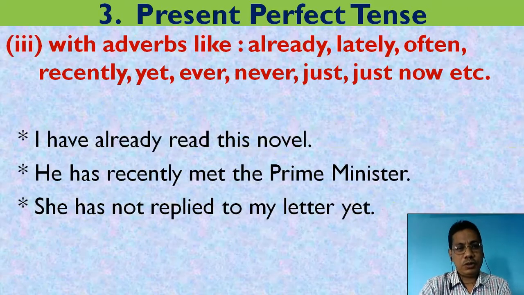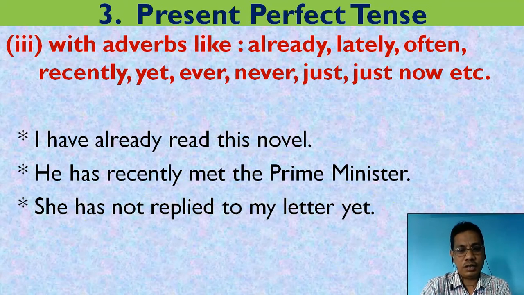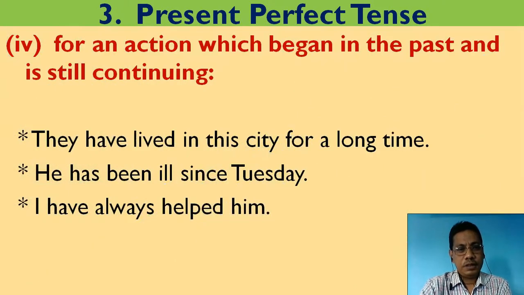Then it is also used with adverbs like already, lately, often, recently, yet, ever, never, just now, etc. For example, I have already read this novel. He has recently met the Prime Minister. She has not replied to my letter yet. Then it is also used for an action which began in the past and is still continuing. They have lived in this city for a long time. He has been ill since Tuesday. I have always helped him.